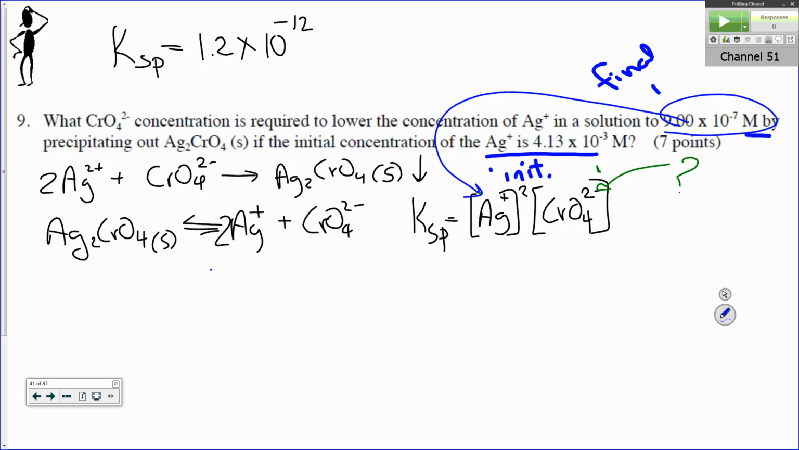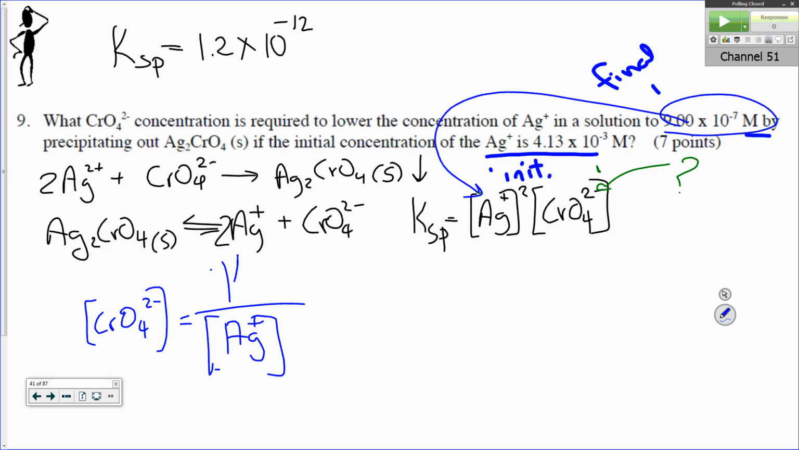Okay, same thing. I'm going to rearrange for the concentration of the chromate, which is equal to the concentration of the silver divided into KSP. All right, and you've got to remember to square the silver. Don't lose that. In my mind, it looks like that's a big number. Let's see what we get.